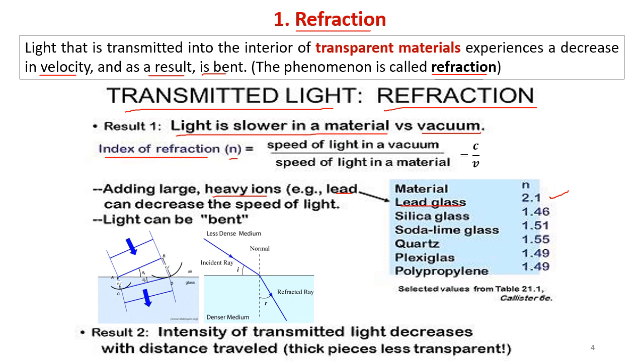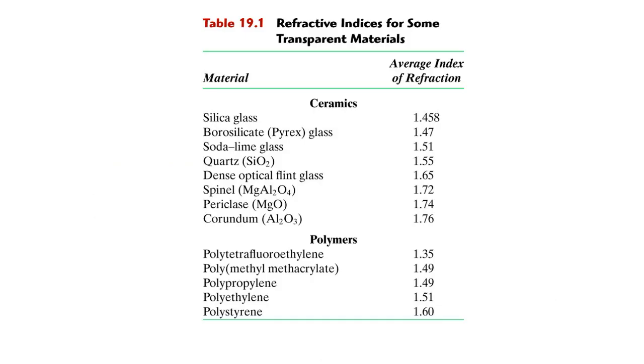And the intensity of transmitted light decreases with distance traveled. The thicker the piece, the less transparent it will be. This is the other values of refractive index for some transparent materials. You can see here a few types of ceramics and also polymers.